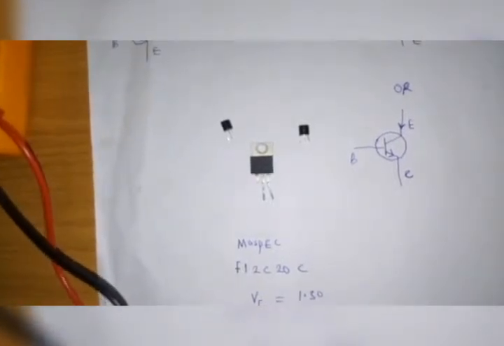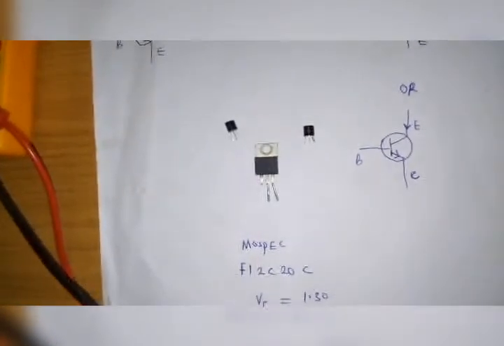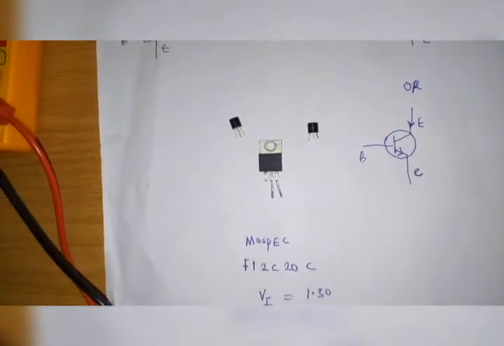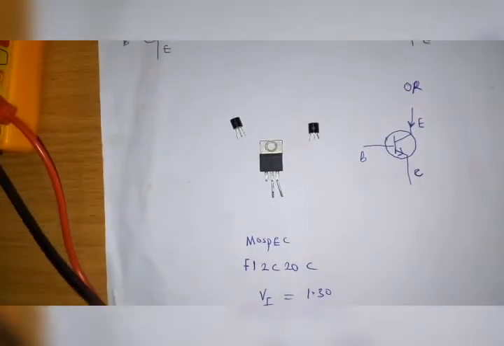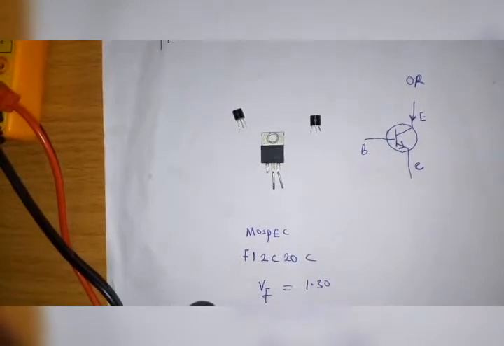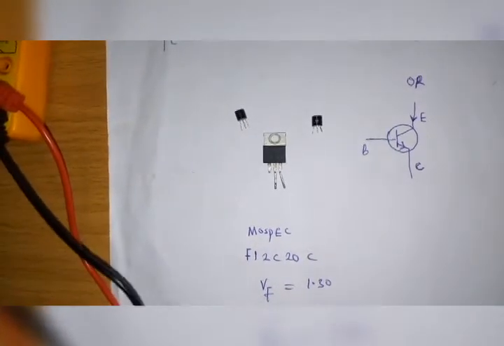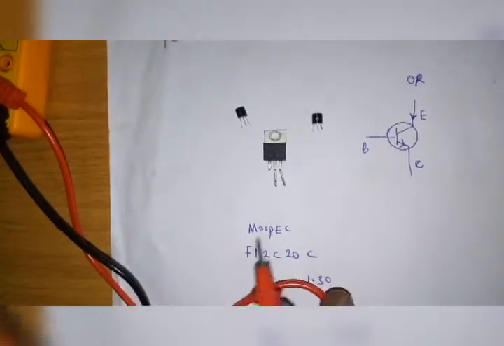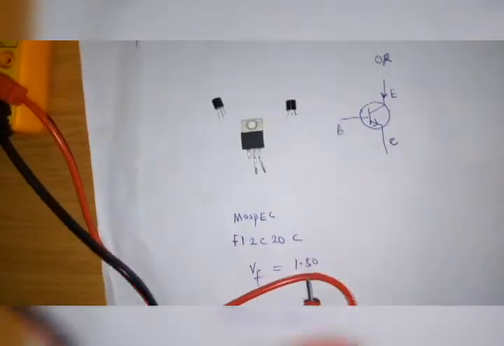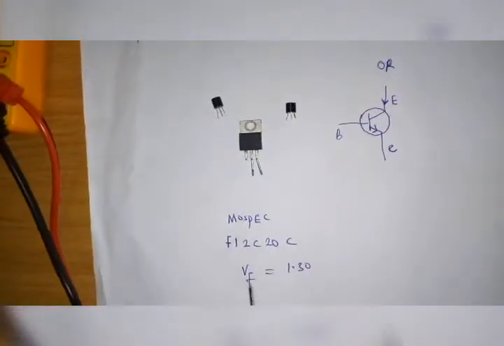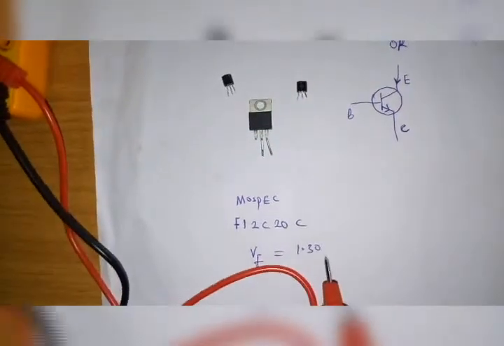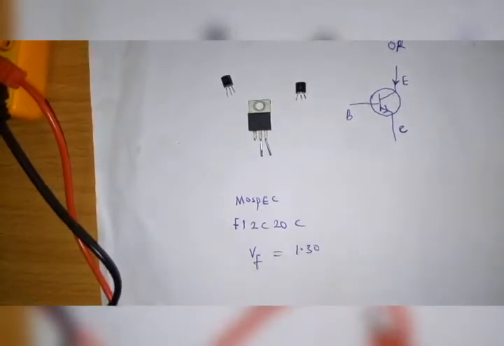So you can easily go to Google so that you know the right voltage, or let me say the expected voltage that should pass through this transistor. So by the time I search in Google, the forward voltage that should pass through this transistor is 1.30 volts.